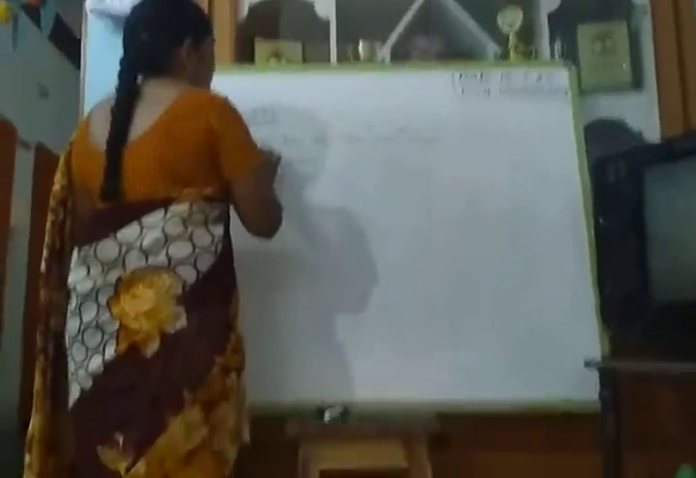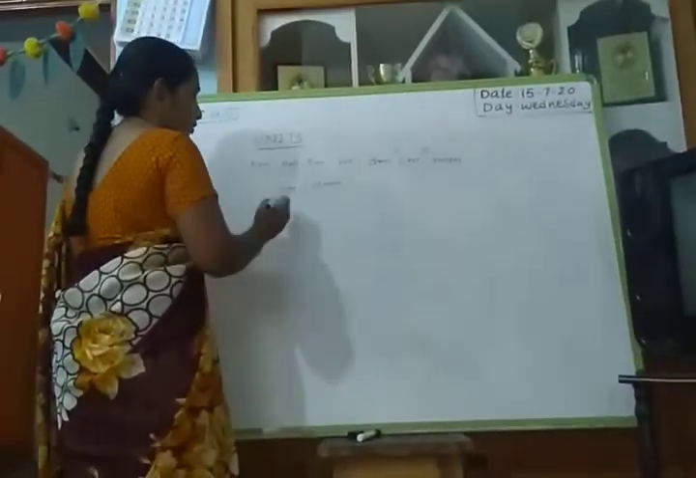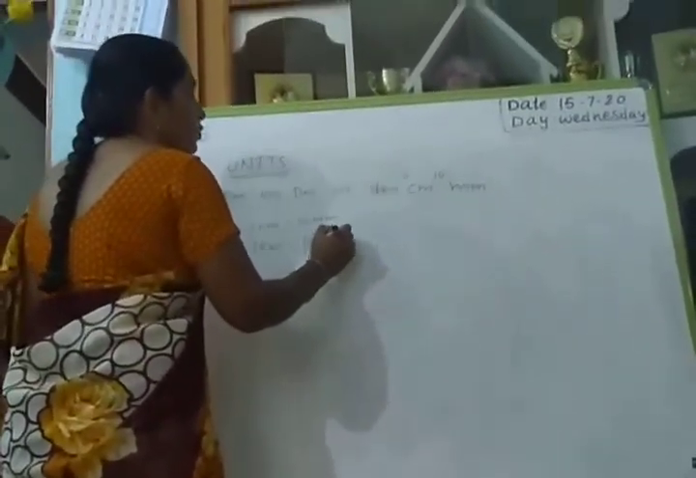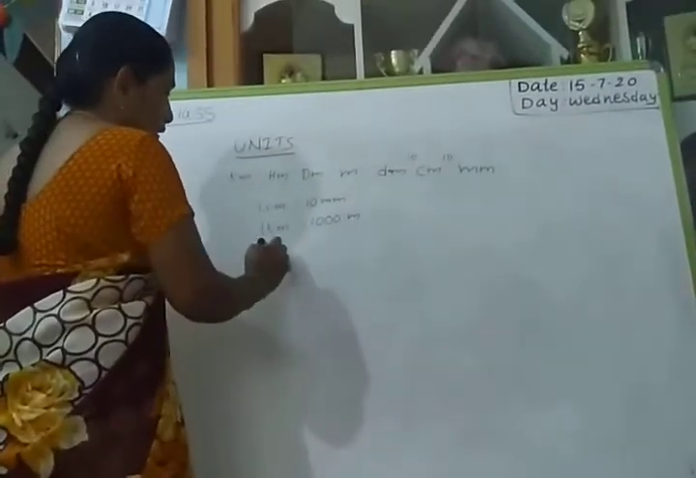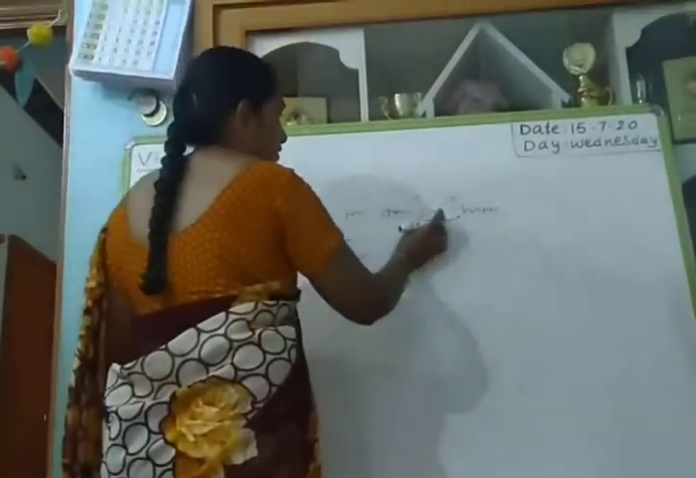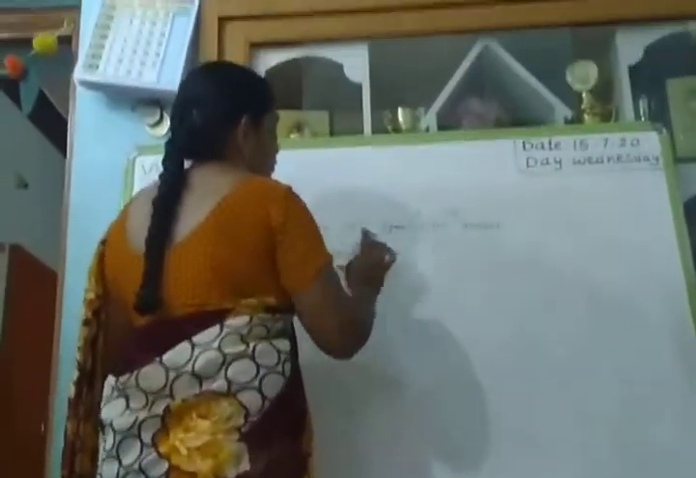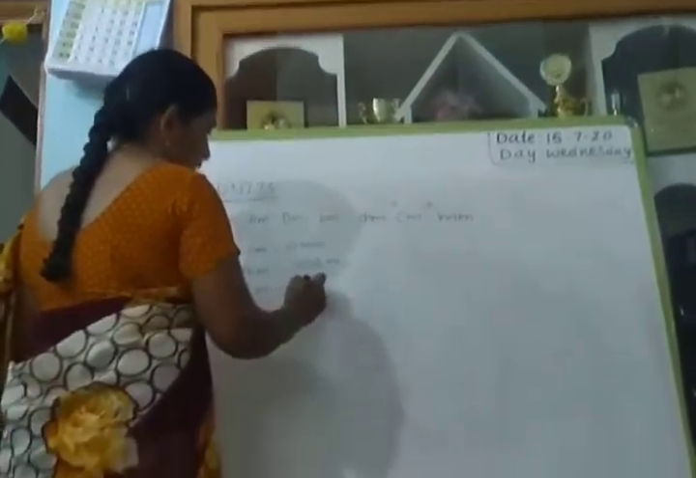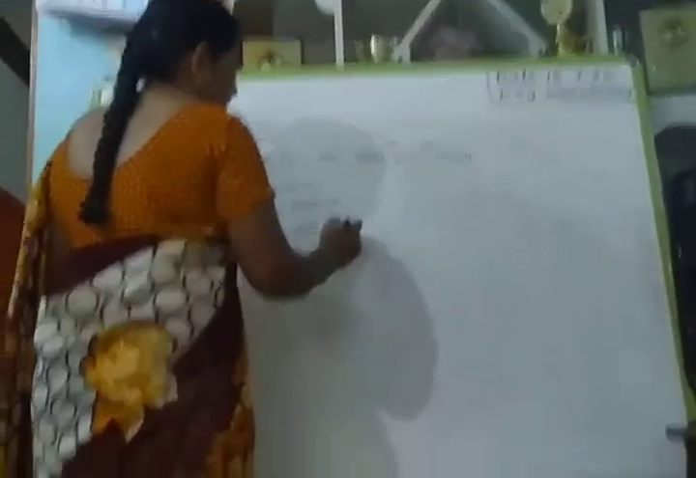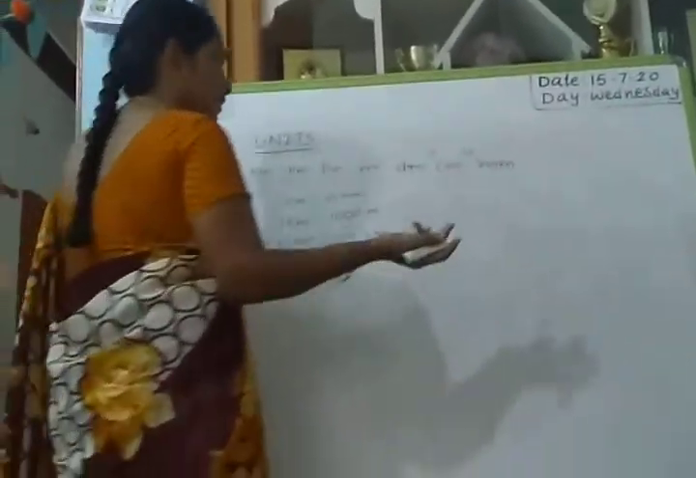So 1 kilometer means how many meters? How many measurements are there between them? Three. So 10 into 10 into 10. How much do you get? 1 kilometer is equal to 1000 meters. 1 meter is equal to how many centimeters? See here, meter, centimeter. How many measurements are there in between? 1 and 2. So 10 into 10. How much do you get? 100 centimeters.